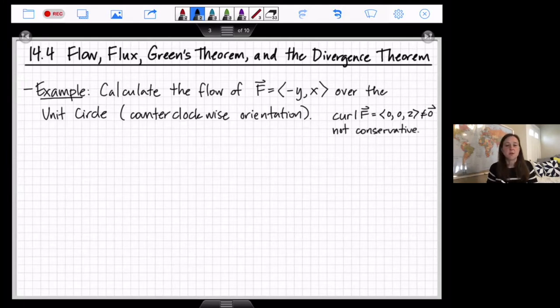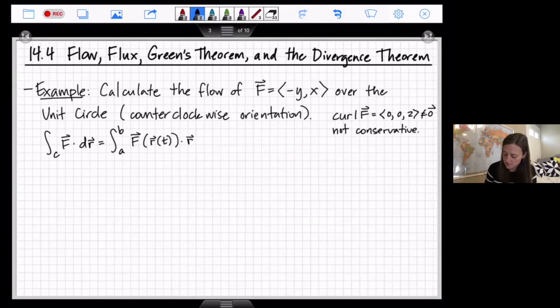All this means is that we're going to have to do our line integral the old-fashioned way. Remember, we do this calculation F dot dr. We're going to parameterize that curve from a to b. We'll find our vector field, plug in our parameterization, and dot that with the derivative of our parameterization. All right, so let's parameterize our curve. It's the unit circle. We know how to parameterize this one. This is going to be cosine t comma sine t, and t is going to go from 0 to 2 pi.